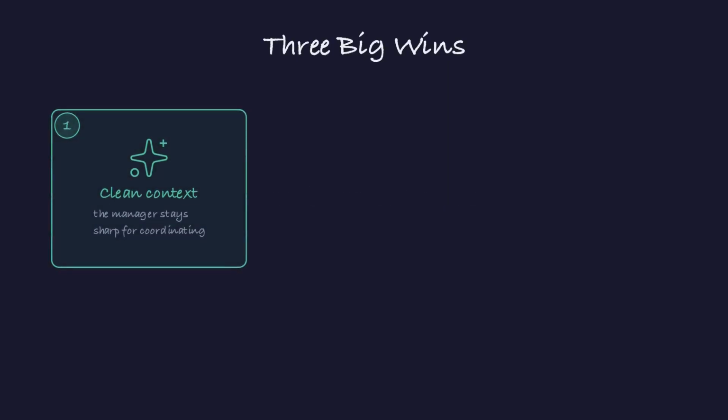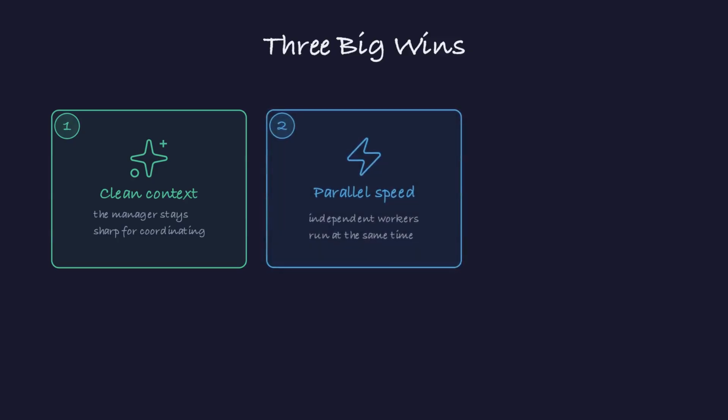Win 1, a clean main context. The manager never drowns in detail, so it stays sharp for the actual job, coordinating. Win 2, speed, through parallelism. Independent workers run at the same time. A job that took 12 minutes one by one can finish in seconds when you fan it out.